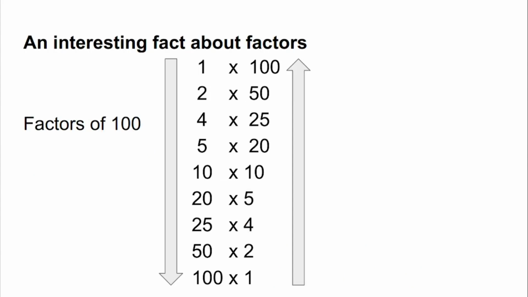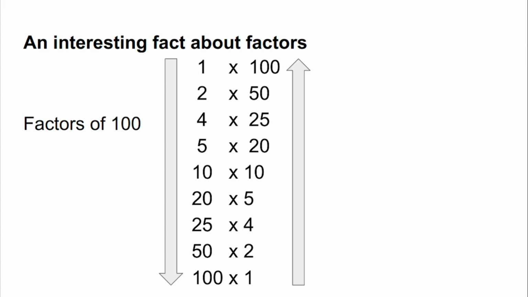Let us understand the next optimization with the help of an example. Consider the number 100. The list of factors are there on your screen. Notice that factors do not exist in isolation. Something multiplied by something gives us the product. So 1 into 100 is 100, 2 into 50 is 100, 4 into 25 is 100, and so on.